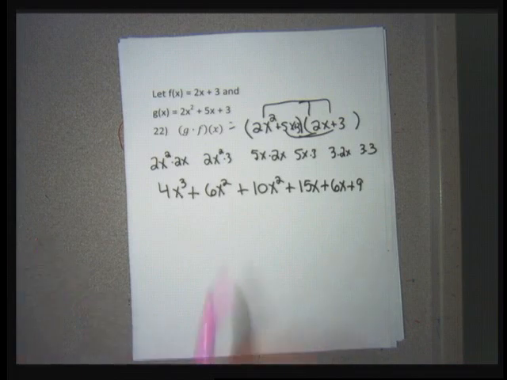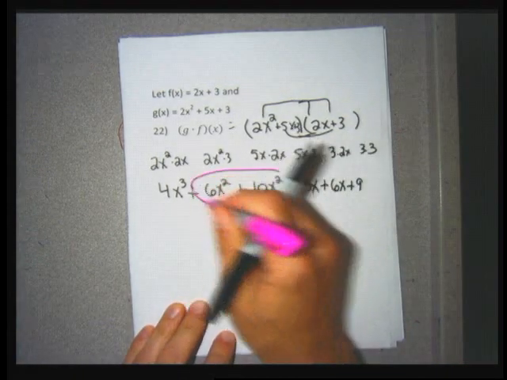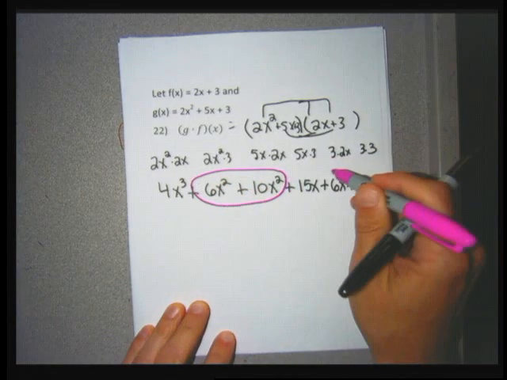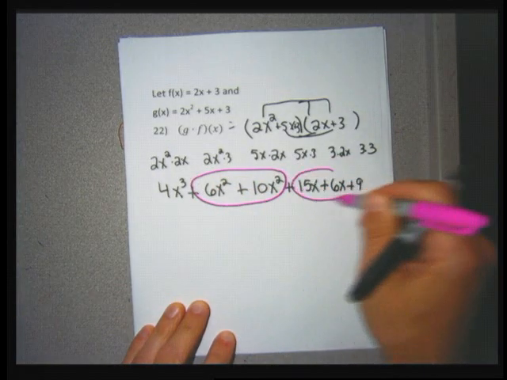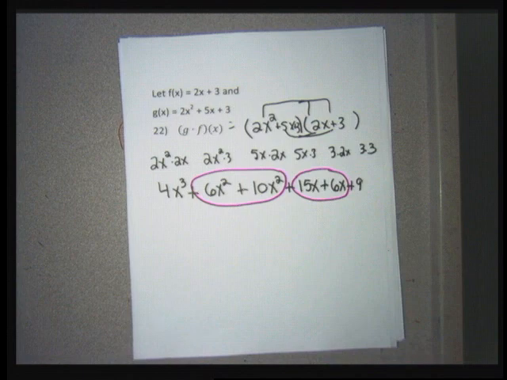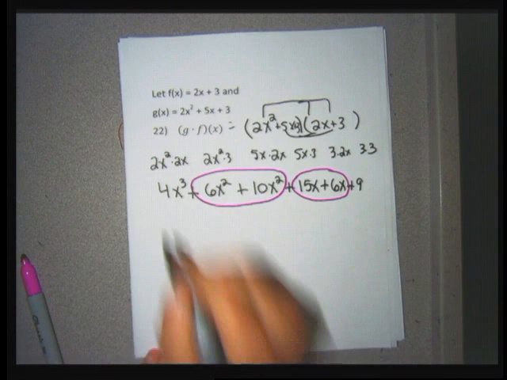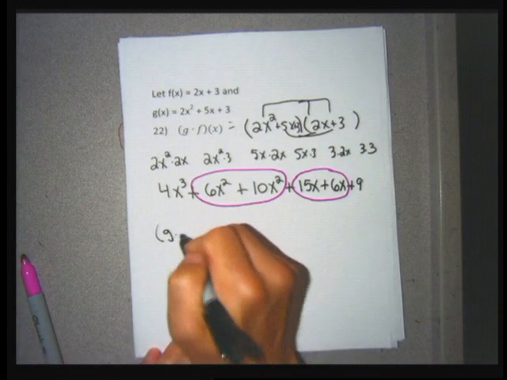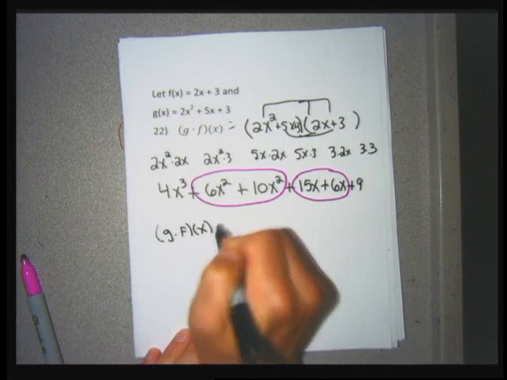And now I'm going to combine like terms. I'm going to combine the 6x squared and the 10x squared. I'm going to combine the 15x and the 6x. And I'm going to stop. So I'm going to write g times f of x, which is the problem, equals 2.